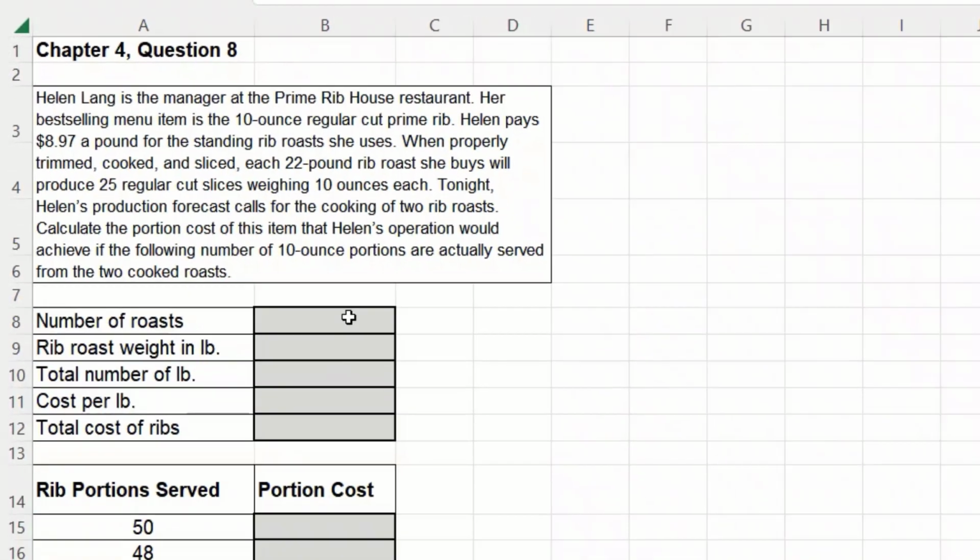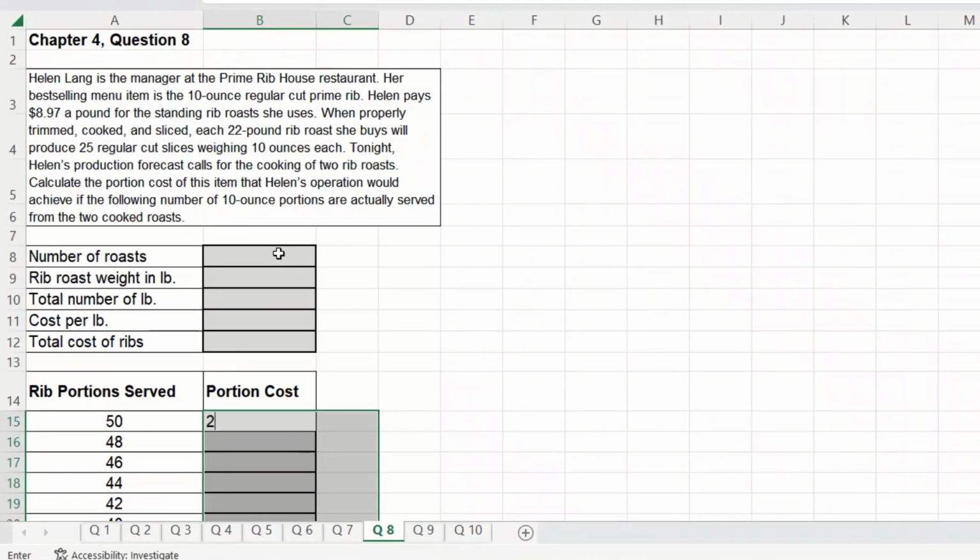All right, so we see from the numbers we have 2 rib roasts. And the rib roast weights in pounds, okay? They're 22 pounds each. And the total number of pounds will be the 2 times 22. Now our cost per pound we see up here is $8.97. So the total cost for the ribs is the 44 times the $8.97.